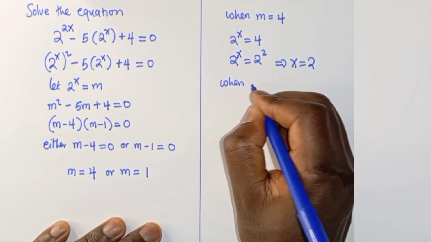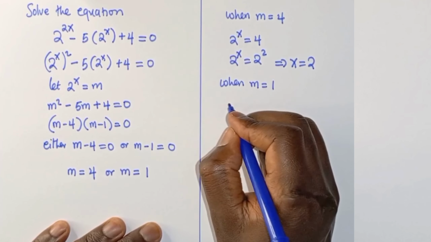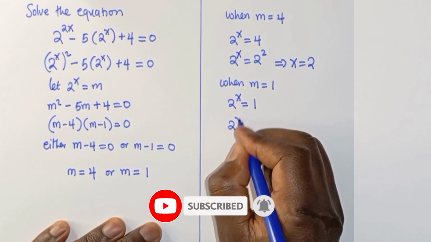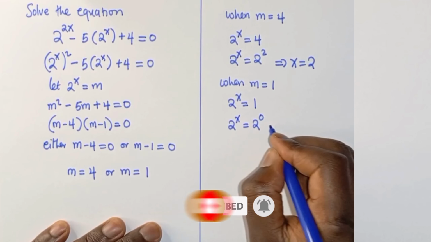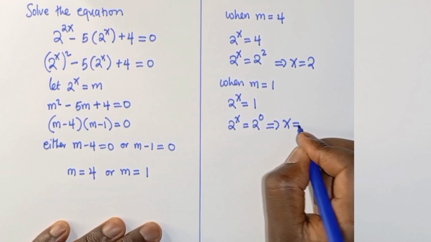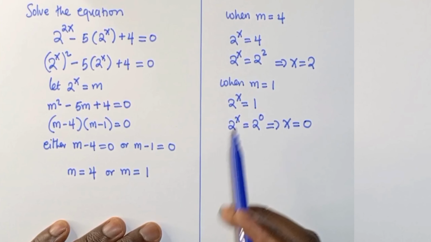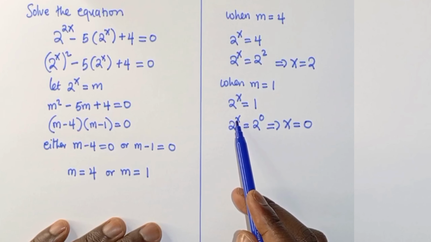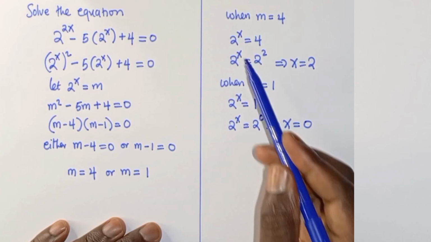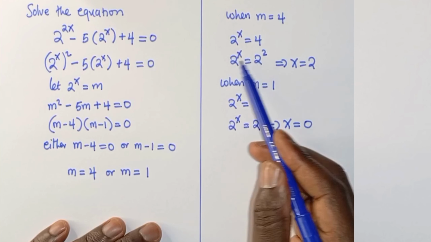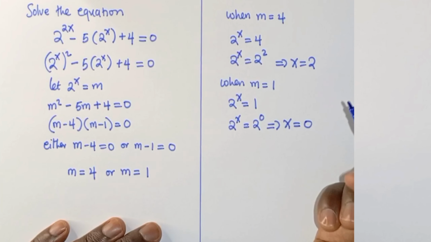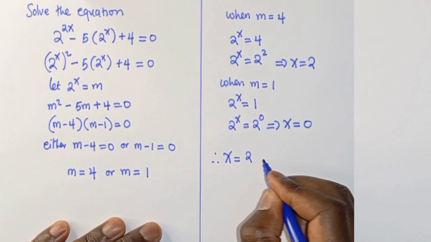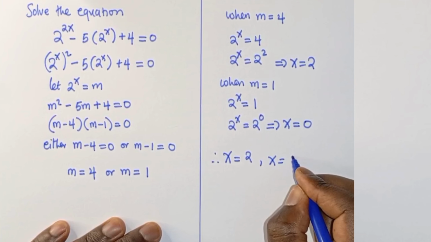So when m is equal to 1, 2 to power x is equal to 1. This means that I can say 2 to power x is equal to 2 to power 0, because we know that 2 to power 0 is 1. So our x becomes 0. Any number to power 0 is 1. That's why we have easily related them. And when bases are the same, we can equate the powers. Therefore, our values of x: one is 2 and another value is 0.